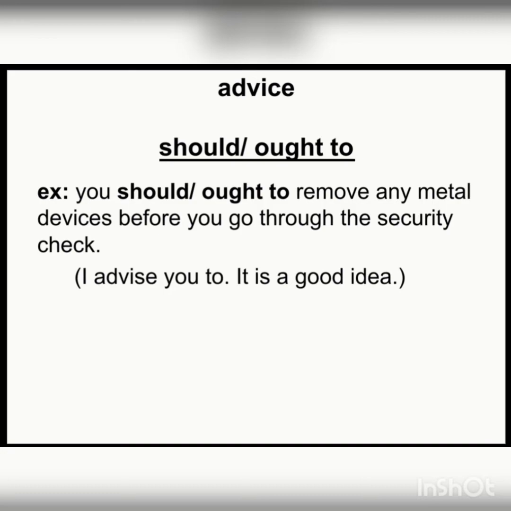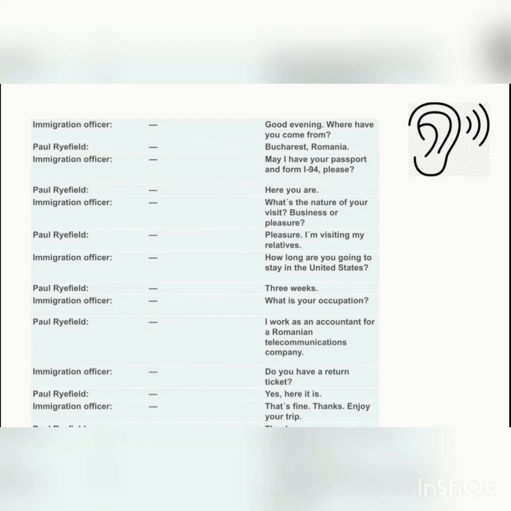Evening. Where have you come from? Bucharest, Romania. May I have your passport and Form I-94, please? Here you are. What's the nature of your visit? Business or pleasure? Pleasure. I'm visiting my relatives. How long are you going to stay in the United States? 3 weeks. What is your occupation? I work as an accountant for a Romanian telecommunications company. Do you have a return ticket? Yes, here it is. That's fine. Thanks. Enjoy your trip. Thank you.